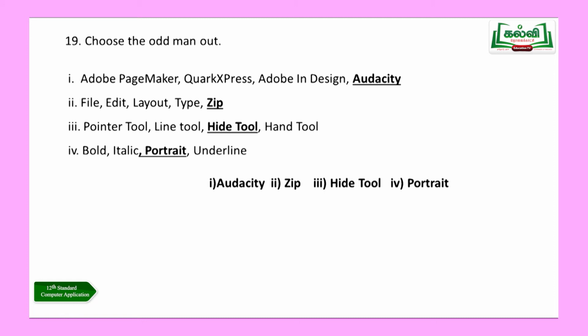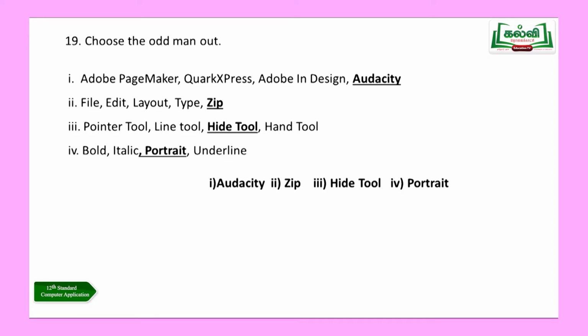If you see, Audacity is the odd man out because Audacity is used for audio purposes. It is an audio based software. All the other 3 are DTP softwares, used for designing pages. The first 3 are used for DTP purposes, and the last one, Audacity, is used for audio. That means sound mixing and audio things come under Audacity. It is used to convert and mix audio, so it will never come in this group.